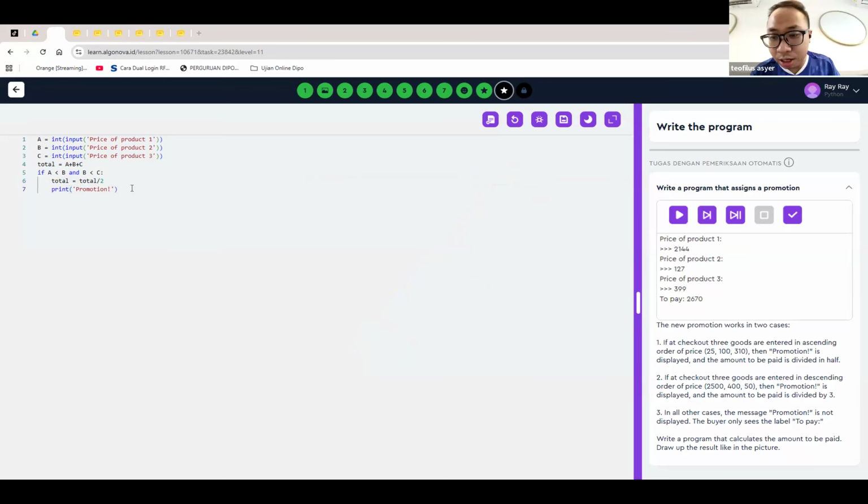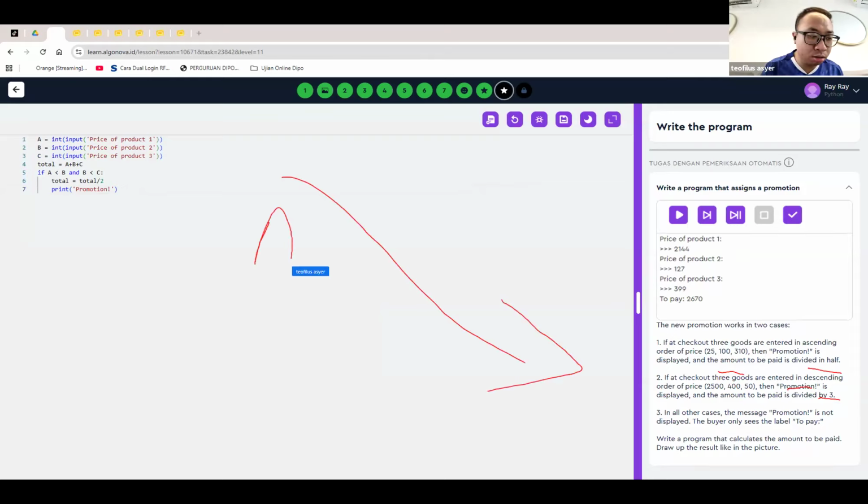Kondisi berikutnya adalah if at checkout, three goods are entered in descending order. Descending berarti menurun, ya kan? Nah, itu juga akan ada promosi. Tapi nanti harga totalnya dibagi jadi 3, ya kan? Nah, berarti kalau menurun berarti udah pasti harga A lebih besar dibanding harga B, dan harga B akan lebih besar dibanding harga C. Oke. Nah, coba dibikin lagi.